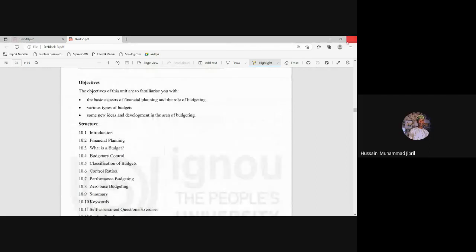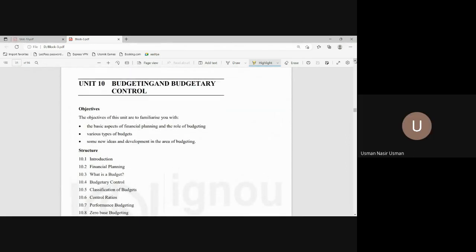Yes, ma'am. The next topic is budgeting and budgetary control. It is very easy. Budgeting, and those who are working, they know what it is. Budgeting and budgetary control is preparing a budget. When we are working in an organization, we need to prepare different types of budget.